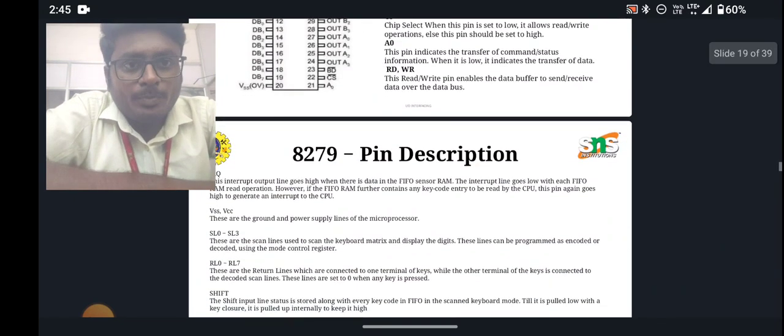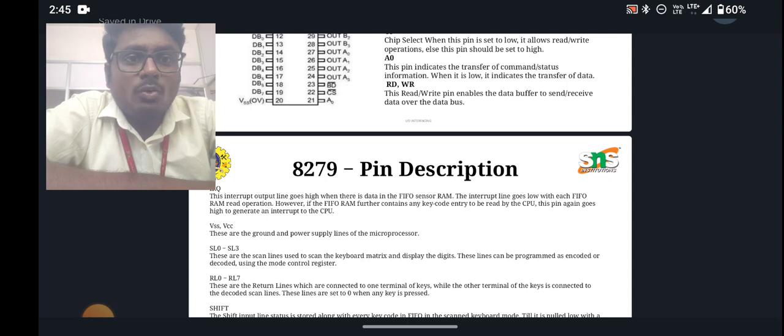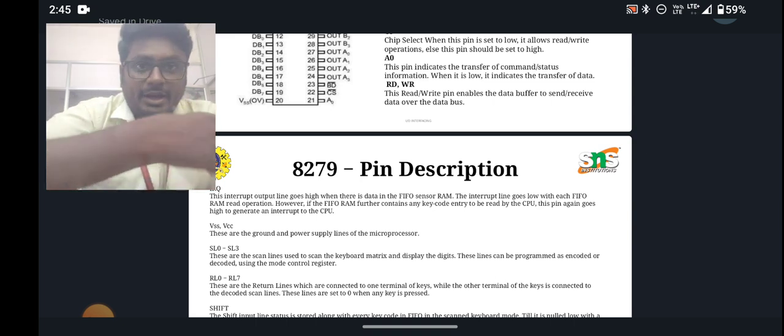Followed by the IRQ. This interrupt output line goes high when there is data in the FIFO sensor RAM, that is first in first out sensor RAM. The interrupt line goes low with each FIFO RAM read operation. However, if the FIFO RAM further contains any keycode entry to be read by the CPU, this pin again goes high to generate an interrupt to the CPU. Followed by the VSS and VCC. These are the ground and power supply lines of the microprocessor 8279.